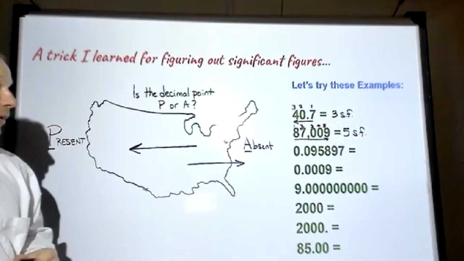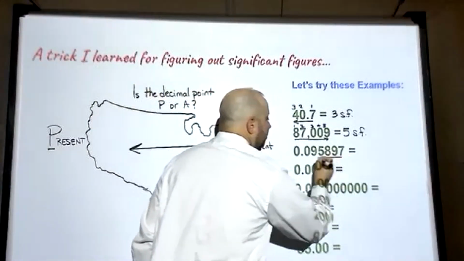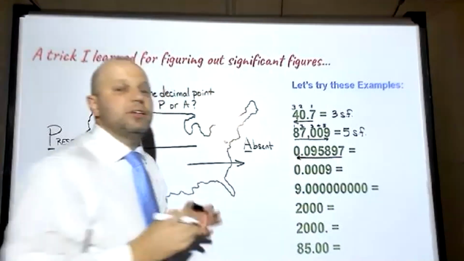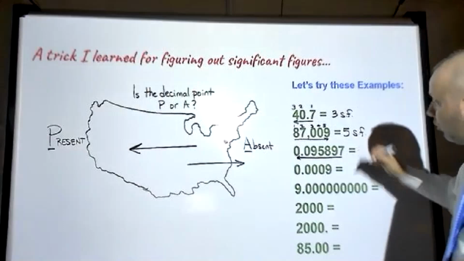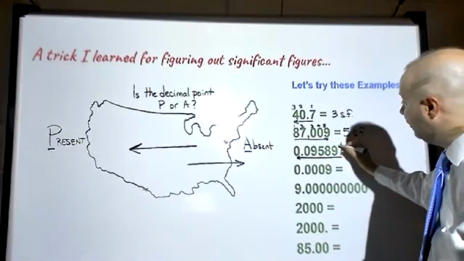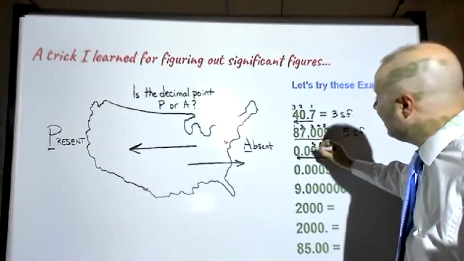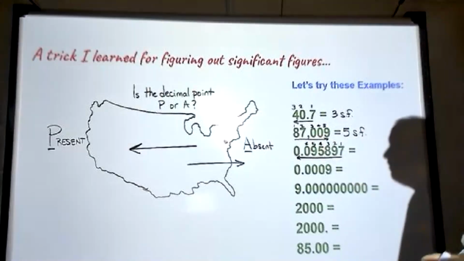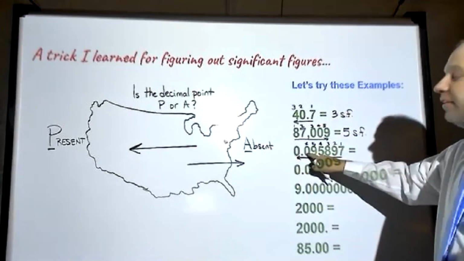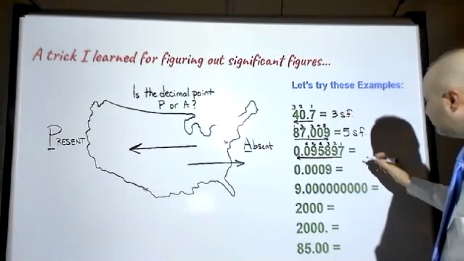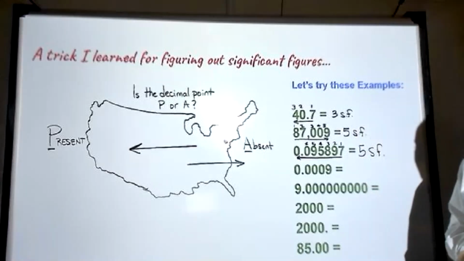Okay, the next one. There is a decimal point present. So we're going to count in this direction again, and we're going to stop counting when there's only zeros in front of us. So I'm going in this direction. I'm going to count 1, 2, 3, 4, 5. And now I'm going to stop at 5, because once I get past the 9, everything in front of me is a 0. This 0 is a placeholder. This has 5 significant figures.